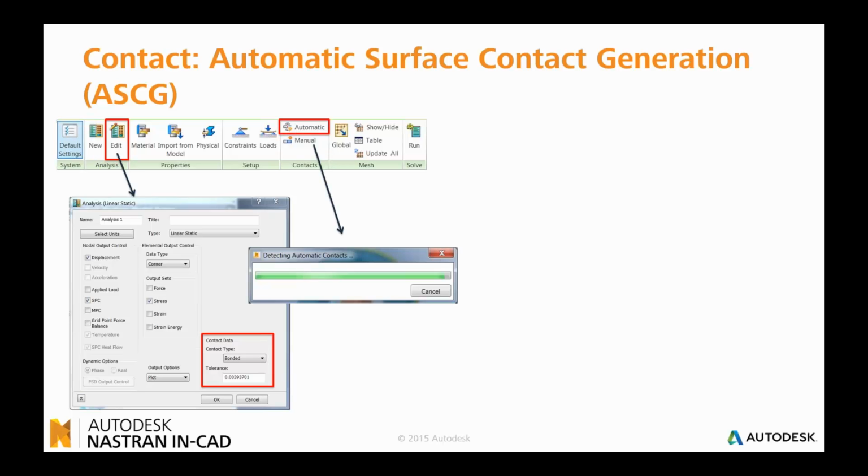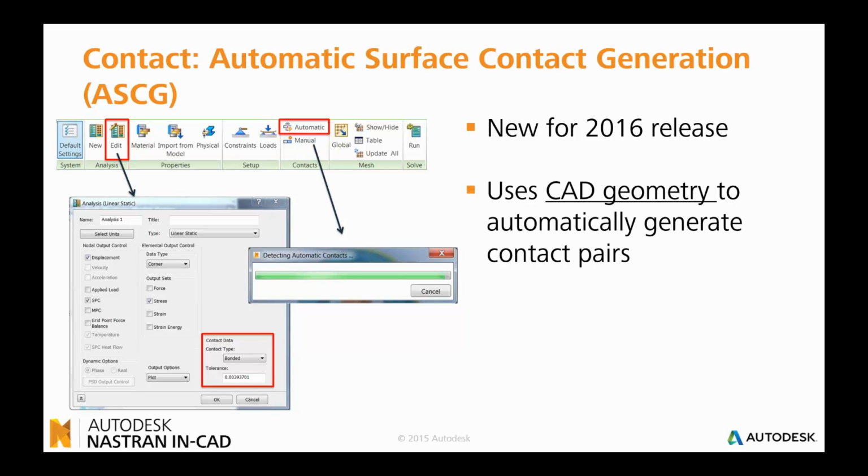Further to this though, there's also automatic contact generation, and this is new for the 2016 release. It uses the CAD geometry to define contact pairs inside assemblies or multi-body components. And it's an Inventor-only feature. So if you're a SolidWorks user using Nastran In-CAD as part of your workflow, then unfortunately you don't have this feature available to you.